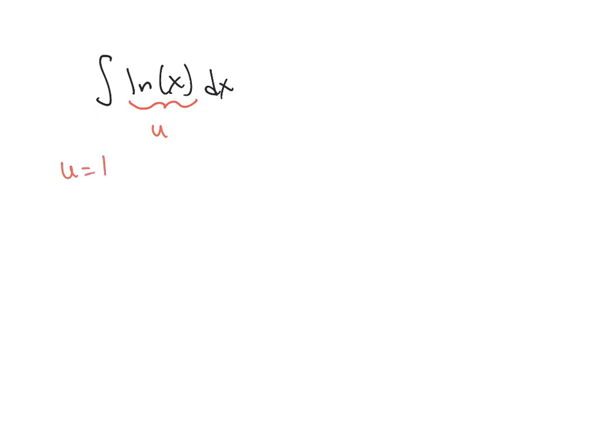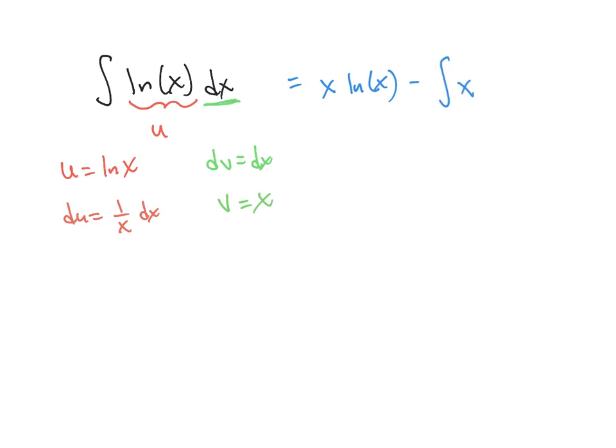I'll choose u equals natural log of x. That means dv is everything else, so dv is dx. When I do the derivative of natural log of x, I get 1 over x, so that means du is just going to equal 1 over x dx. The antiderivative for dv is just x. And now we can set up the formula. It's going to be u times v, which is x natural log of x, minus the integral of v, which is x, times du, which is 1 over x dx.